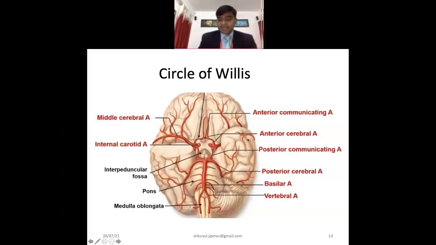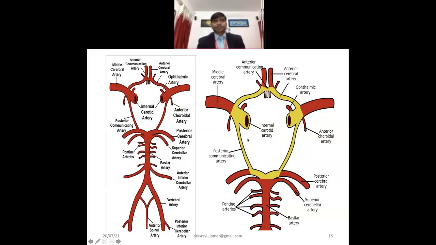Then if we see over here, next you can appreciate in the circle of Willis, this is the anterior cerebral artery. Then we have the anterior communicating artery between the two anterior cerebral arteries, the same diagram which we have seen over here. Then, which you can appreciate over here, this is the anteromedial branch.